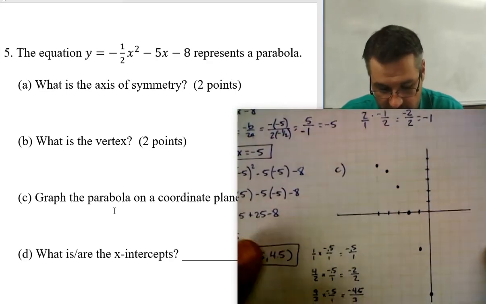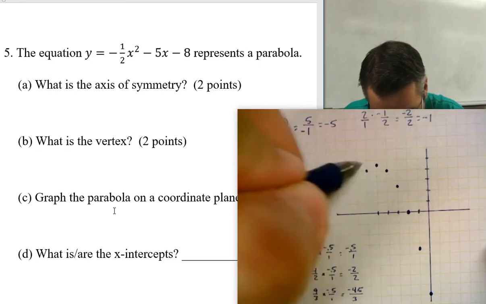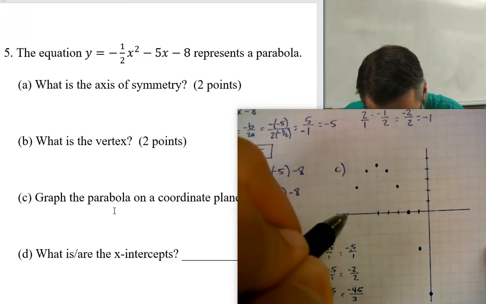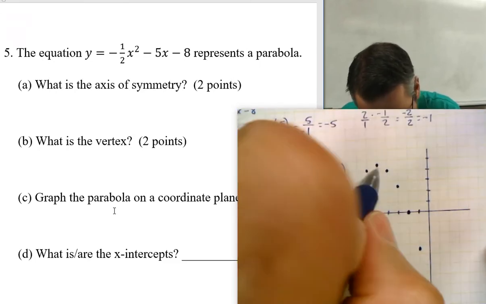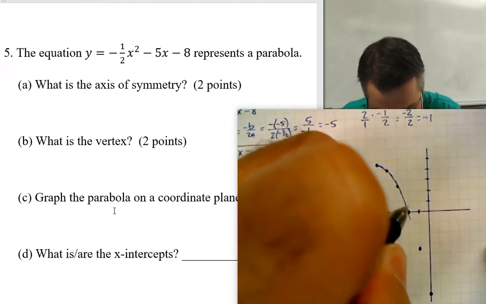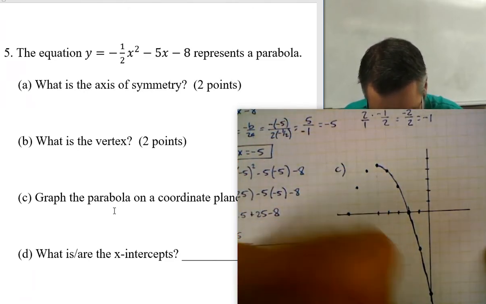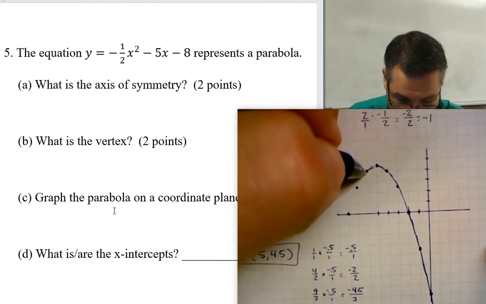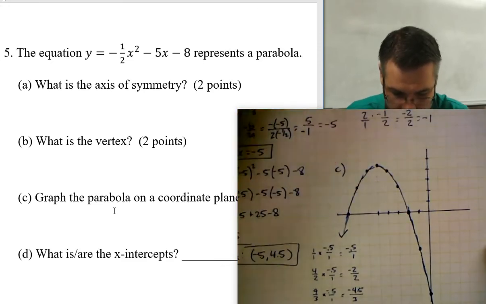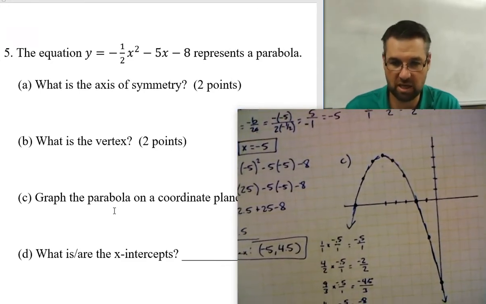And then we'll reflect that all on the other side here. And we should be able to graph it pretty accurately. I'm running out of room, so I'm just going to leave it like that. Okay. And then on this side, we have that. Okay, so that is part C.